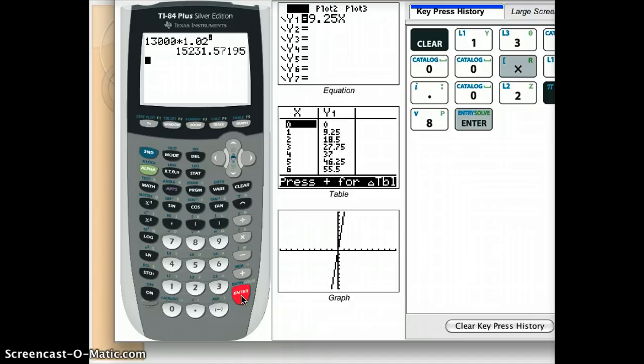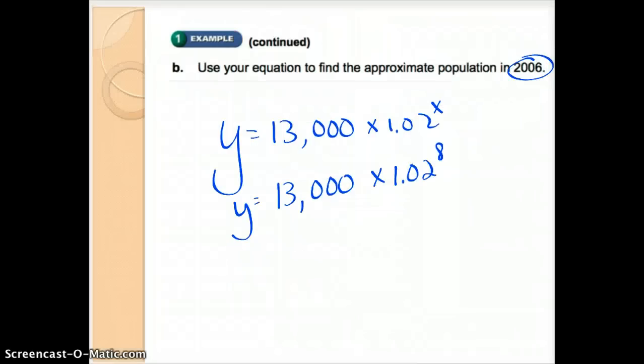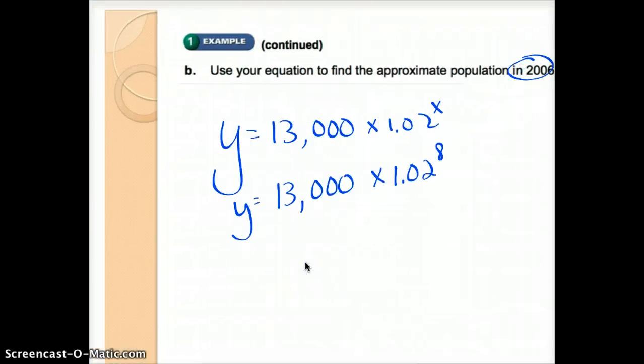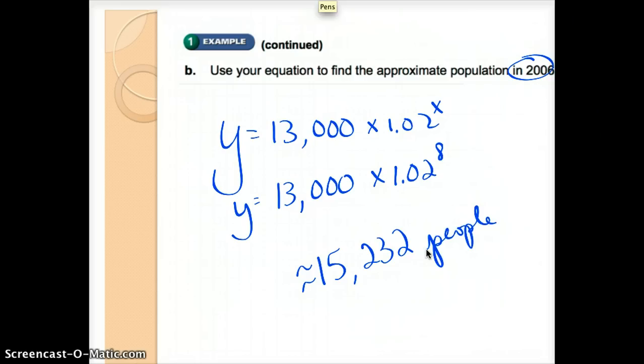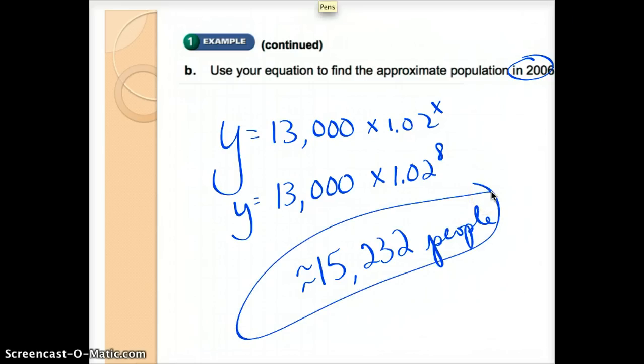Okay. We get an answer like this, 15,231.57, and obviously we're talking about people, so we want to round. I'm going to round it to the closest value, which is 15,232. So we're going to get about 15,232 people as our population at this stage. Okay. So a pretty significant growth in just those 8 years.